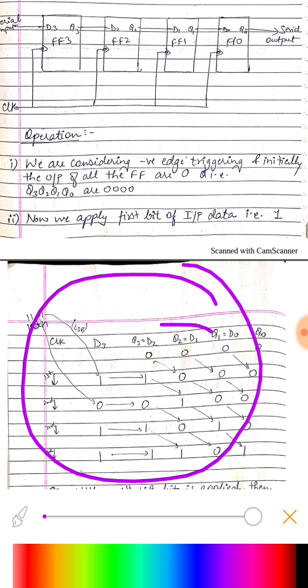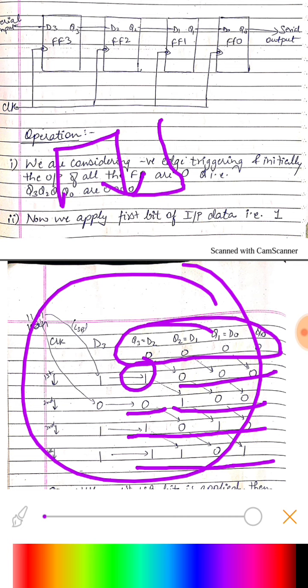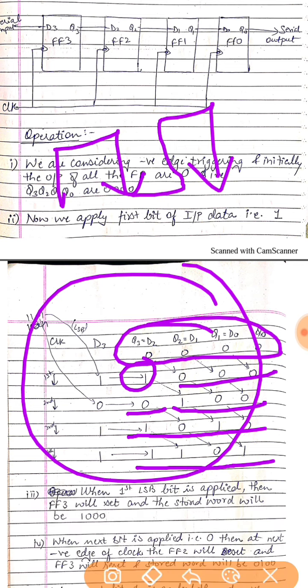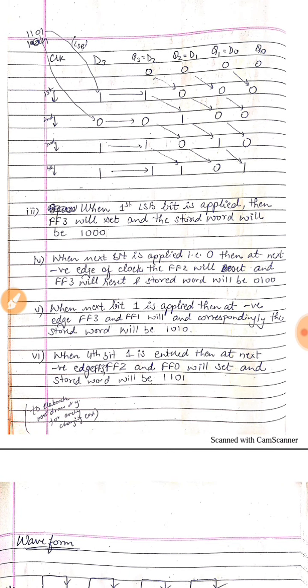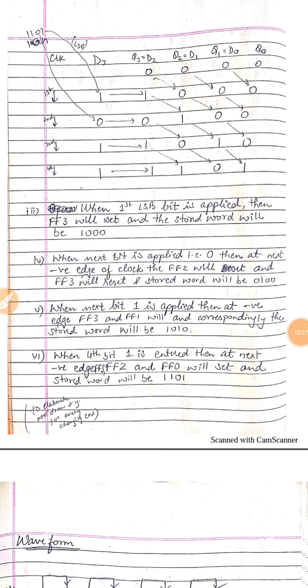So first of all, they are zeros, then the LSB comes, 1, it becomes 1 0 0 0, then the next bit is 0, so it becomes 0 1 0 0, then 1 comes, then it becomes 1 0 1 0, and then last it becomes 1 1 0, and all these transitions take place only at the negative edge. Okay, only at the negative edge, one by one. So this is how a shift register works.